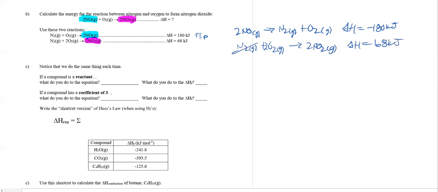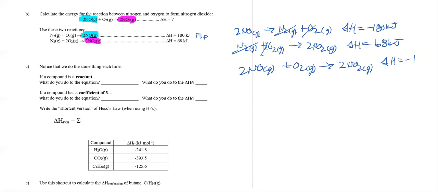Now my N2s cancel, one of my O2s cancel, and so I'm left with 2NO as a gas plus O2 as a gas, going to 2NO2 as a gas, and it has a delta H of negative 100, and I believe that's going to be 112, but let's double check. Kilojoules per mole. Pretty straightforward.